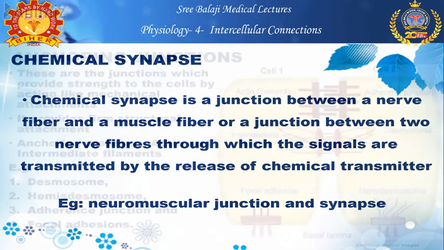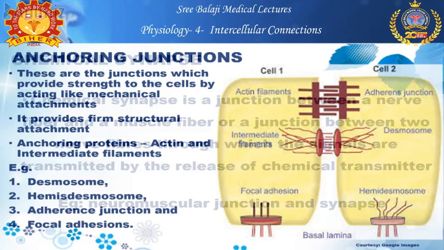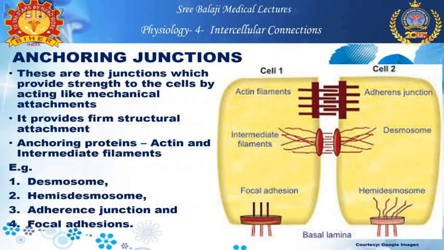Now we are going to see about anchoring junction. So what is an anchoring junction? Anchoring junctions are junctions which provide strength to the cells by acting like mechanical attachments. They are responsible for the structural integrity of the tissues, and are present in tissues like heart muscle and epidermis of skin. The attachment between two cells, or between a cell and the extracellular matrix, is provided by either actin filaments or intermediate filaments.